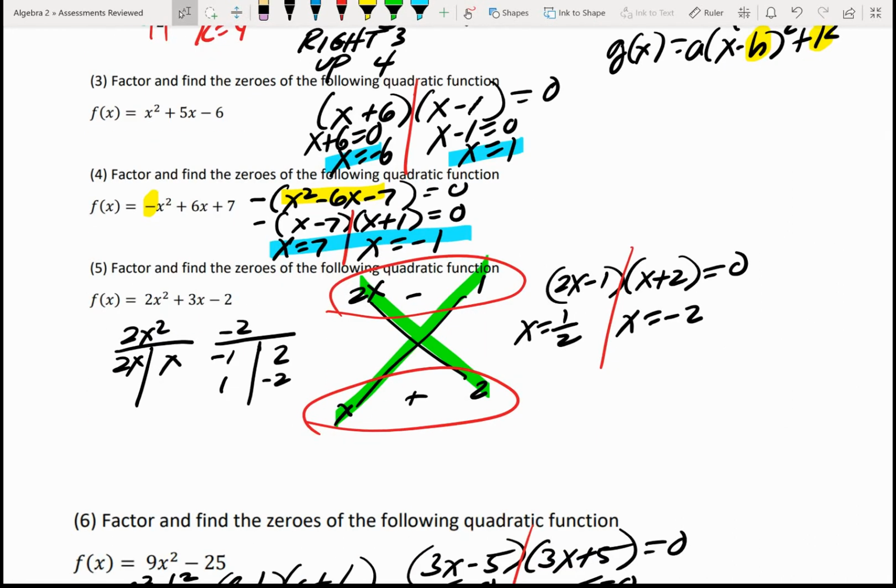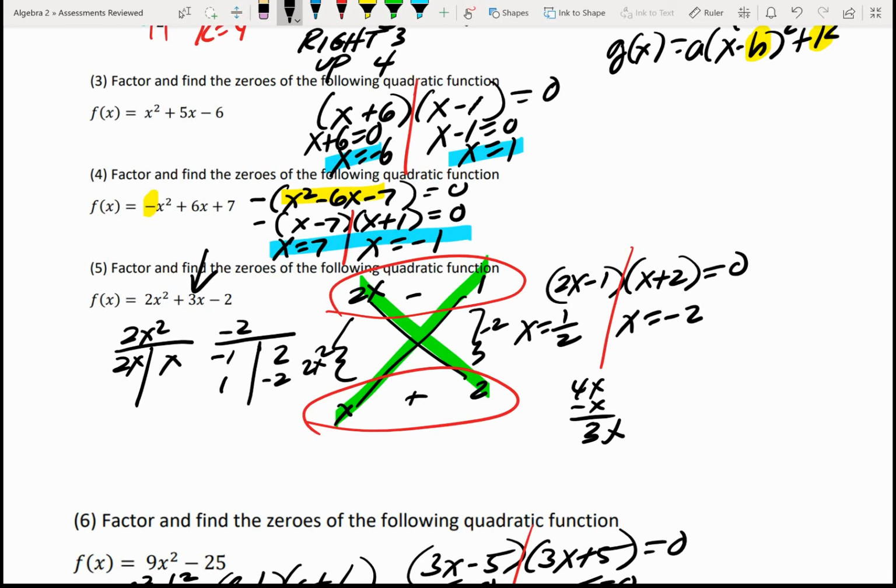Number 5. Okay, so the leading coefficient here, a, is not equal to 1, so we do the crisscross method. 2x times x gives me my 2x squared. And then negative 1 times 2 gives me my negative 2. And then 2x times 2 gives me 4x. Crisscross, minus x gives me 3x, and that's what I want.